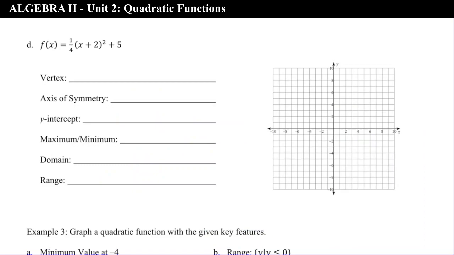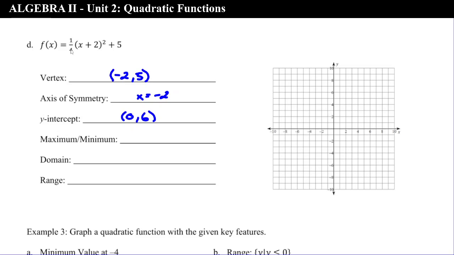All right, one last example. We have our vertex on this one at -2, 5. Our axis of symmetry is at x equals -2. Our y-intercept, let's see what it's going to be. If x is 0, then 2 squared is 4. 4 over 4 is 1. And 1 plus 5 is 6. So we're going to have a y-intercept at 0, 6.